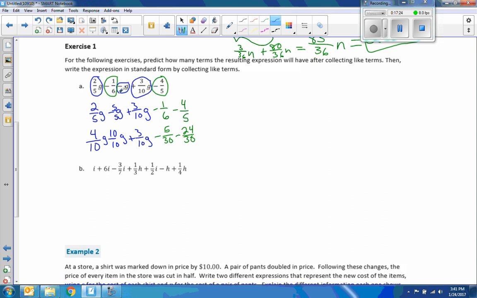And I forgot my sign here. It's minus. Right in between there. So 4 minus 10 is -6, plus 3 is -3/10 g. -5 minus 24 is -29/30. So my answer is -3/10 g minus 29 over 30. I cannot reduce that. This is my answer. Okay, -3/10 g minus 29/30.